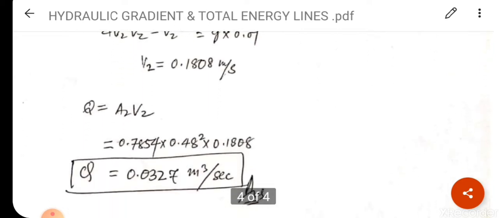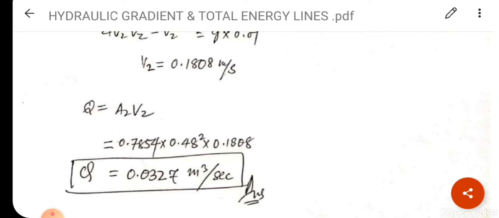Clear? So you can find out the area, the pi by 4 value is 0.7854, into the diameter 0.48 square, into v2, the velocity, that is 0.1808. So we will get the discharge as 0.0327 meter cube per second.